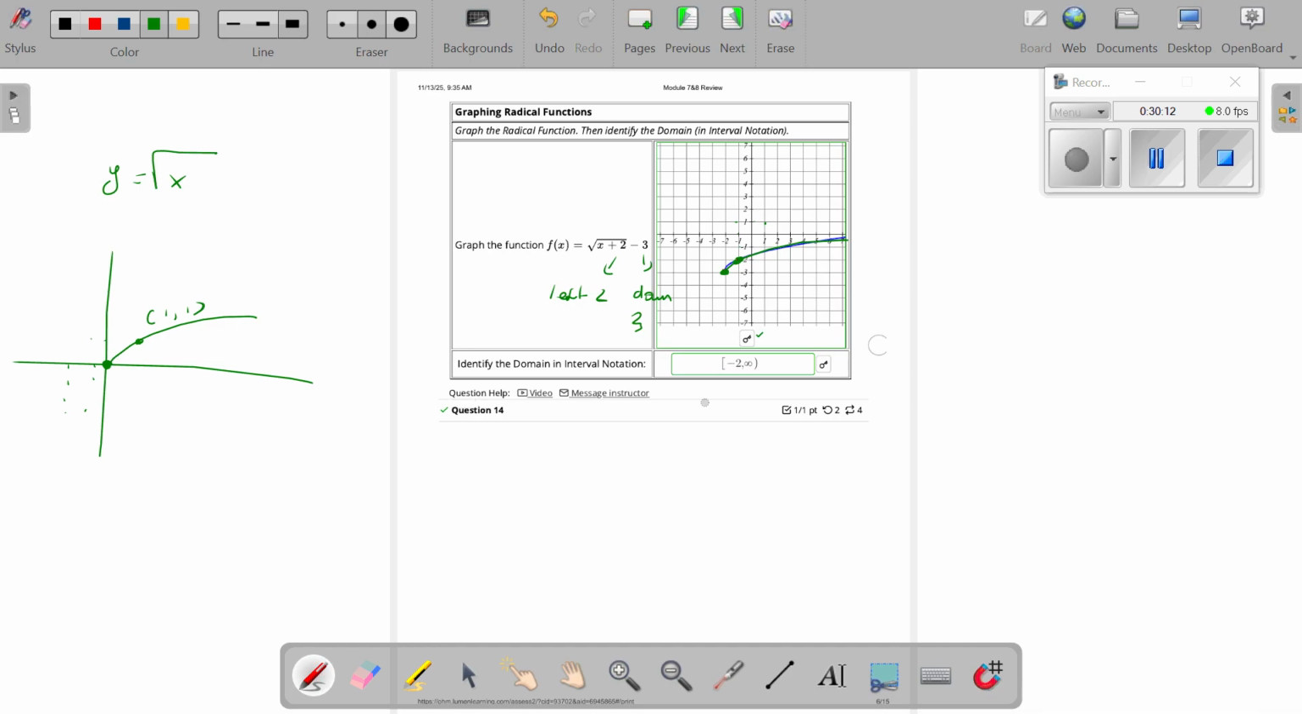The domain of the function, you're going to move from left to the right and look for the x values. The function starts from -2, and -2 is included, so you put a bracket, and -2 to infinity is your domain.